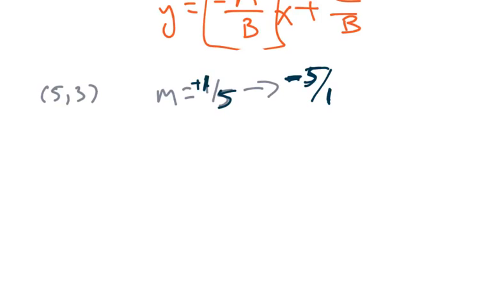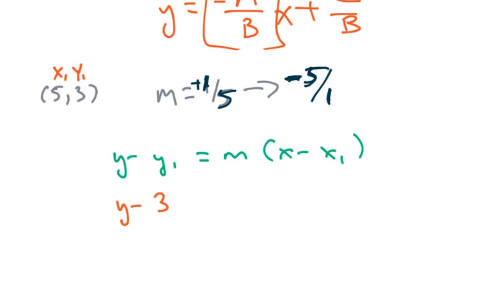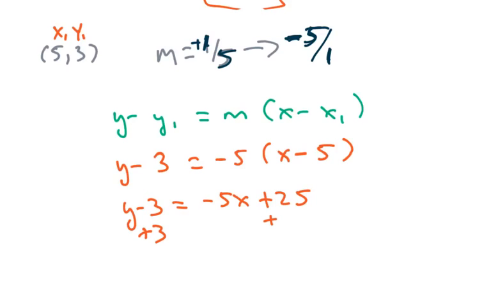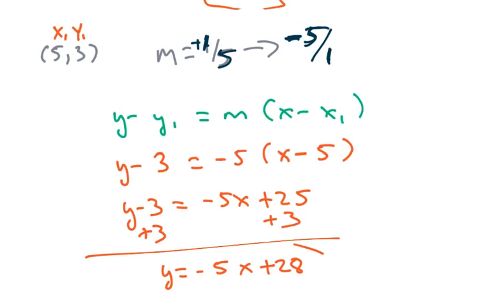So the traditional way of doing this is we use y minus y1 equals m times (x minus x1), and I substitute in values. This is my x1, y1 values, so y minus 3 equals the slope negative 5, times (x minus 5), and then I keep solving it. So y minus 3 equals negative 5x plus 25, add 3 to both sides, y equals negative 5x plus 28. And that's my equation. All right, let's look at the next one.